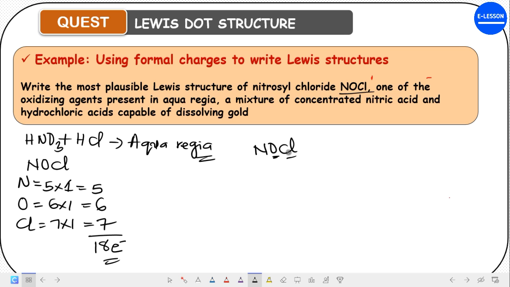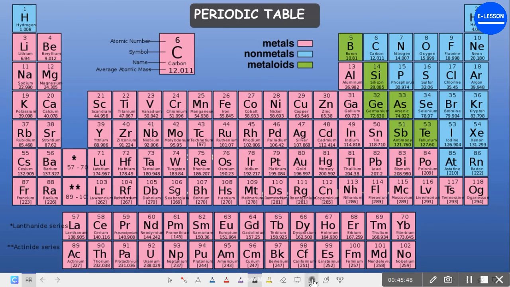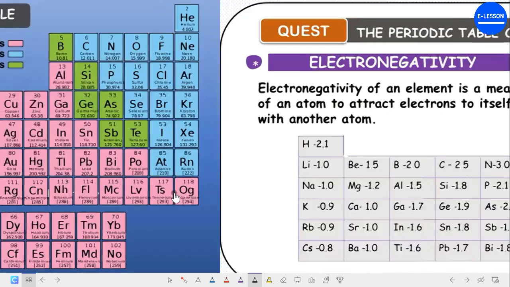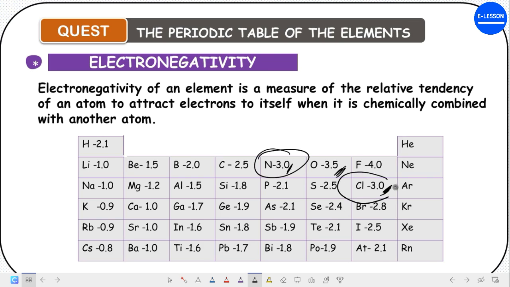Oxygen and chlorine have the same electronegativity in the periodic table. Let me check. I'm looking for a table of electronegativity. Nitrogen is 3.0. Chlorine is 3.0. Oxygen is 3.5. So you see that nitrogen and chlorine have the same electronegativity value.